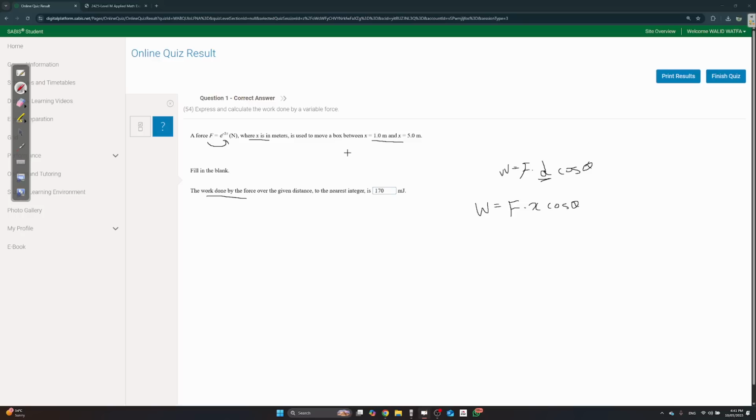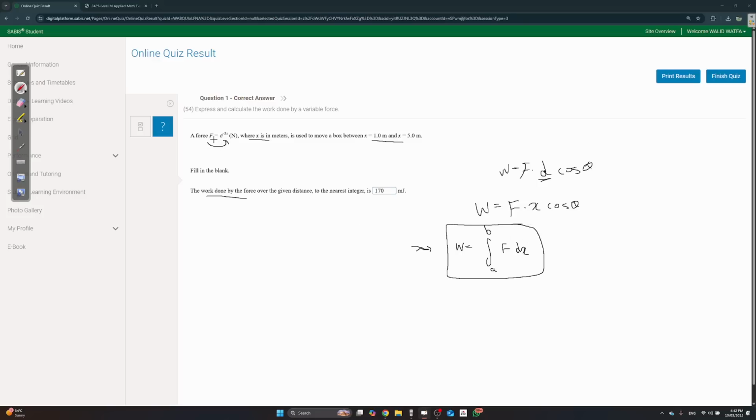Very easy. So this is W is equal to F x cosine theta. In other words, the work is equal to the integral of F dx from a to b. So this is basically the formula you need to know.